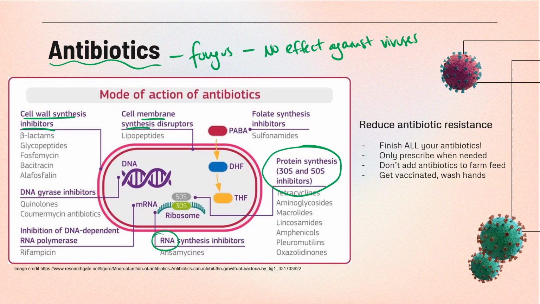Lots of ways that we can inhibit, slow down, prevent metabolism of bacteria. This doesn't work against viruses because viruses don't have their own metabolism, and so there is no effect against viruses by our antibiotics. Unfortunately, sometimes we overuse our antibiotics and that leads to some increased antibiotic resistance.